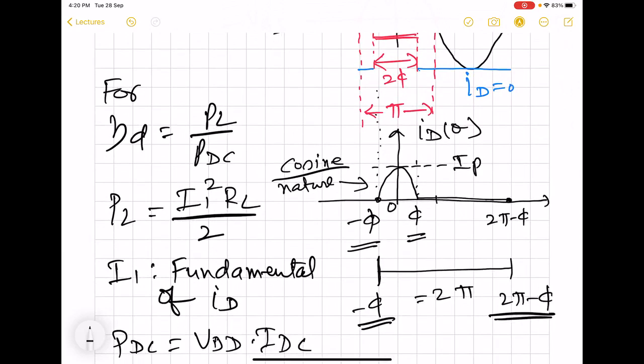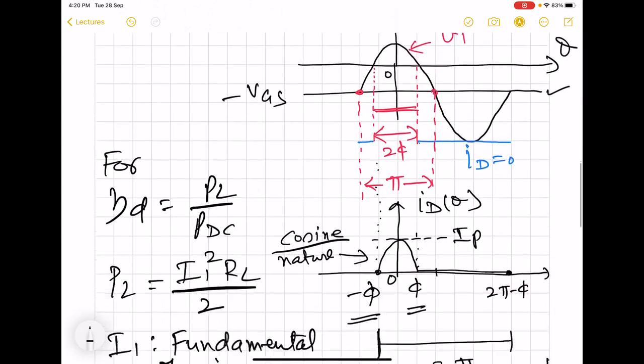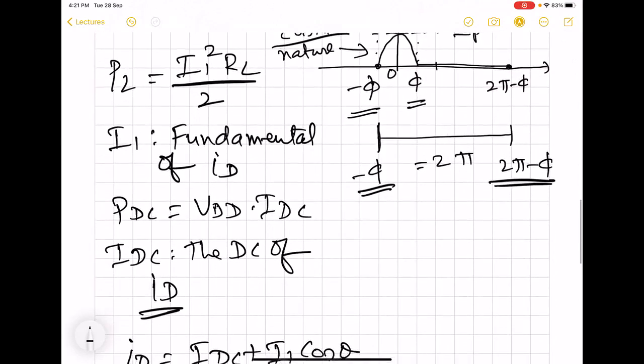So this is how we have labeled the one cycle of the drain current. And since this is periodic, you can start the starting point from anywhere and then take the point at 2 pi distance from that chosen starting point.